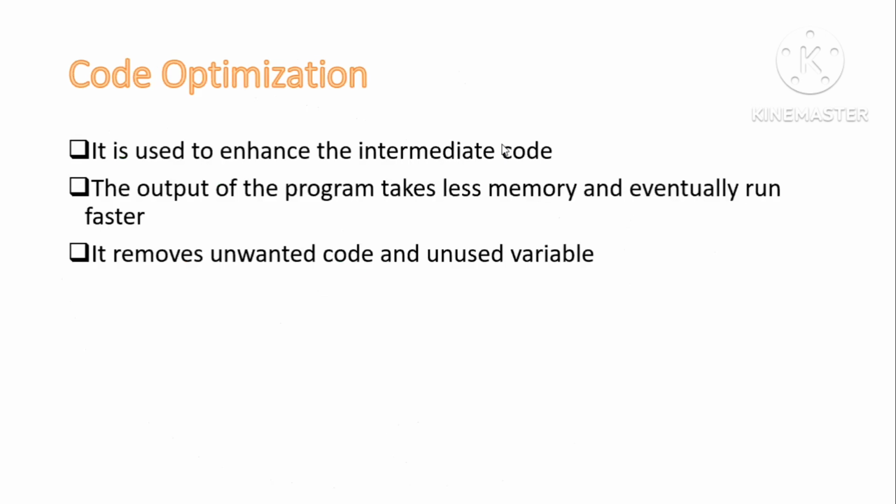Now the next step is called code optimization, which is the removal of unwanted instructions and unwanted memory. In order to improve the efficiency of the code, we perform this operation. So when we remove unwanted memory and unwanted lines, the code will become efficient and faster. So that is the reason why we are doing this.